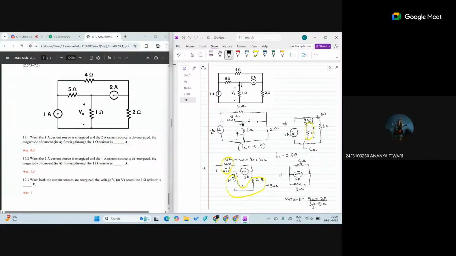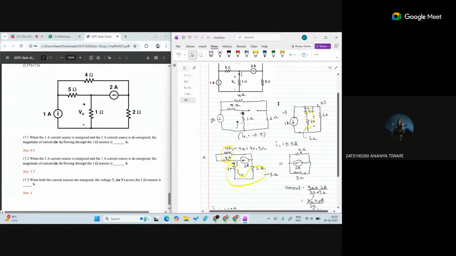Wait, so magnitude is just simply this 0.5. If there would be some complex current or something like this, then we can talk about the magnitude and all. Oh yes, and the one thing that is given is the magnitude of current. So even if it turns out to be minus, you will write it as 0.5 simply. The minus sign and plus sign do not matter here. Okay.